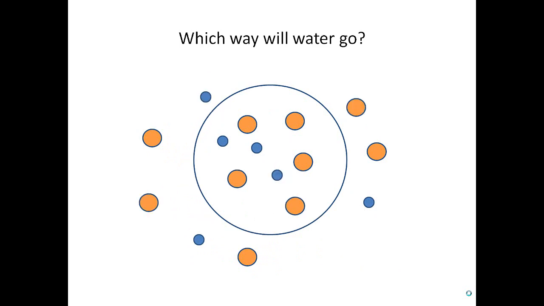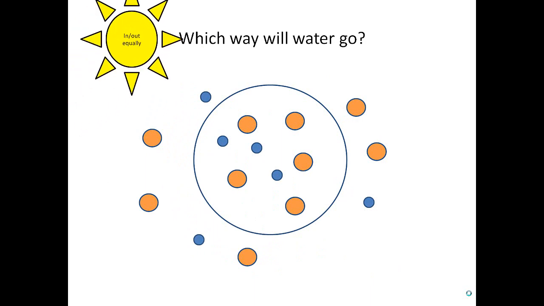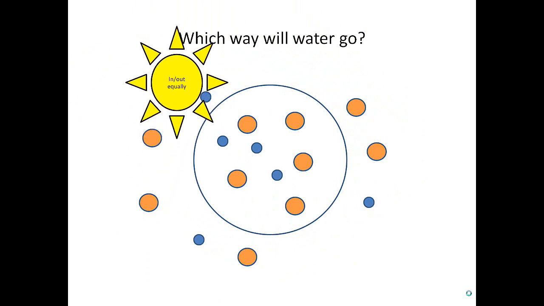In this case, which way is water going to go? There's 5 outside, 5 inside. Ooh, we have an isotonic solution. It's equal. So water's going to go in and out of the cell equally.